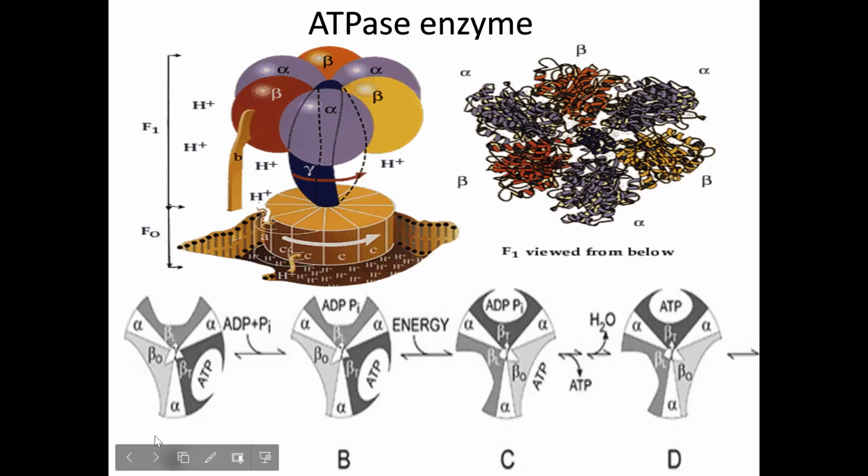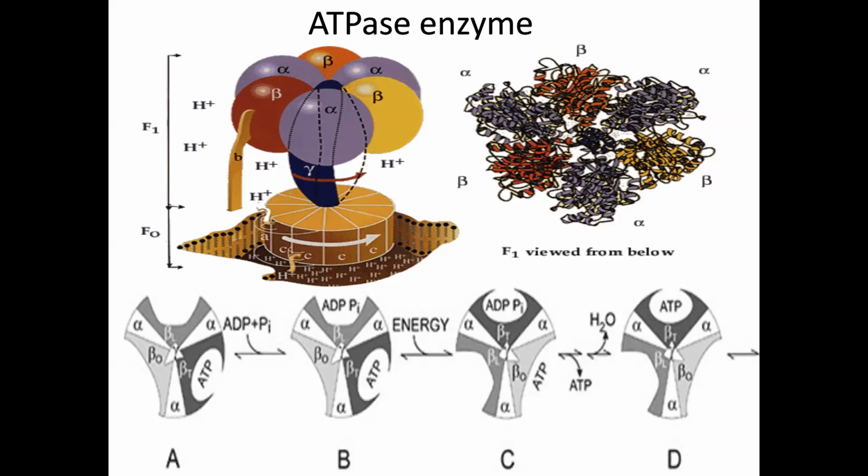At stage A, we can see the beta T portion with a tightly bound ATP. At stage B, we can see beta L has the ADP and inorganic phosphate loosely bound to it. At stage C, due to the energy driven by the protons, we can see the twisted conformational change within the asymmetrical gamma subunit, resulting in the conformational changes in the beta subunits as well. As a result, the tight beta subunit now becomes open, thus releasing the ATP.